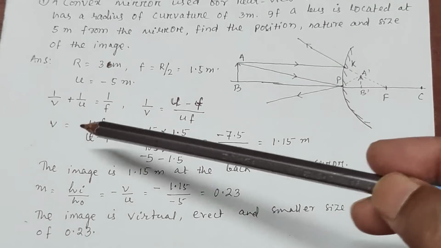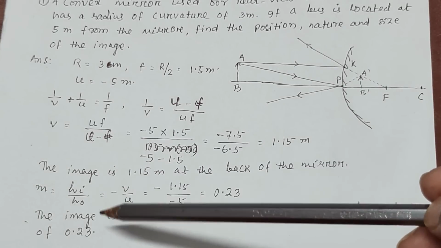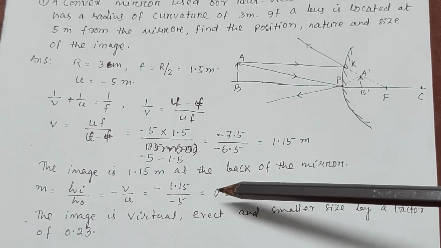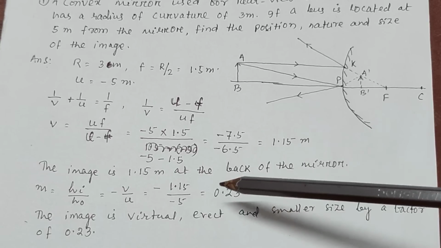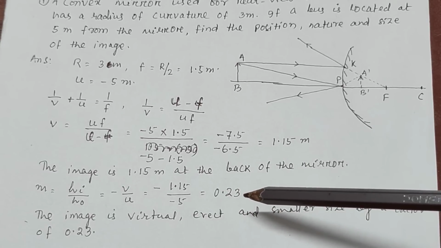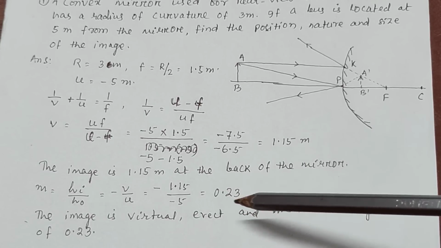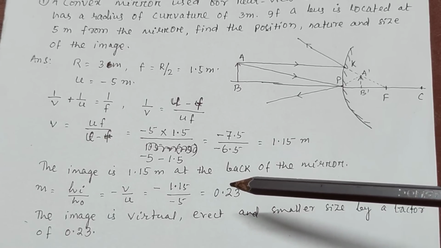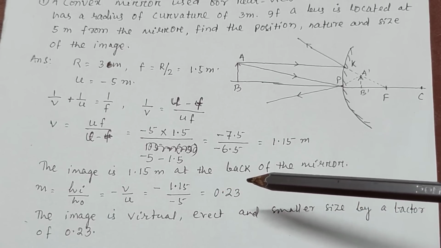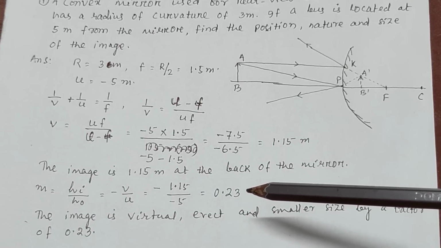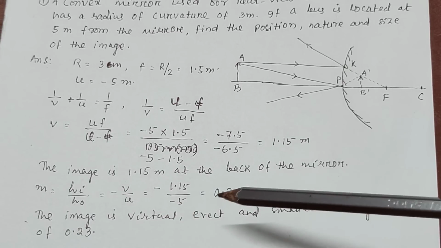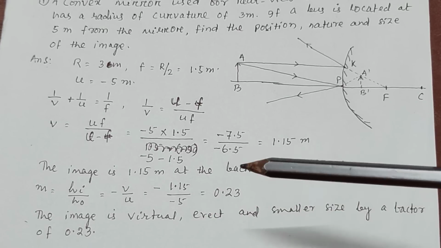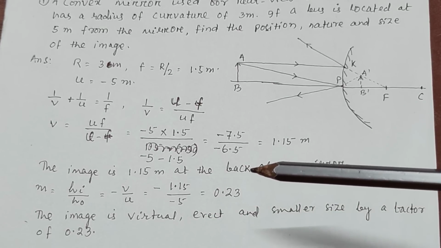Using the formula for magnification, m equal to hi by ho, that is equal to minus v by u, and putting this value of v and u, you will get 0.23. Okay, so the magnification is 0.23. That means the nature of the image is smaller, reduced. So image is virtual, erect and smaller in size by factor of 0.23.